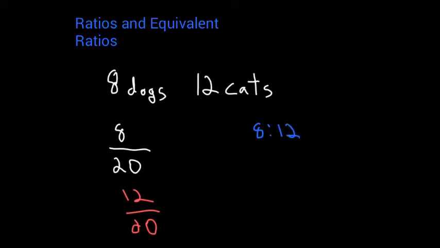Notice I wrote that last one different. There's 3 ways to write a ratio. You can write it like it looks like a fraction. You can write it with the colon there, or you could also write it as, we'll do one more, of cats to dogs. So there's 12 cats to 8 dogs. So there's 3 different ways to write ratios. I didn't reduce any of those ratios. We'll do that in a minute.